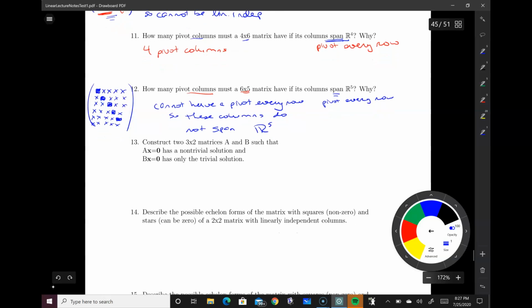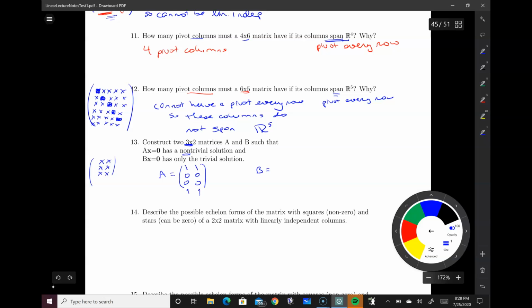All right, so let's get creative and make 3 by 2 matrices. Again, get the size going. So here's a 3 by 2 matrix. Give me an example of an A and an example of a B. An example of an A where AX equals 0 has a non-trivial solution. Non-trivial solution is a way of saying the columns are linearly dependent. So they're just asking for an example. So I'm thinking that would be an example.